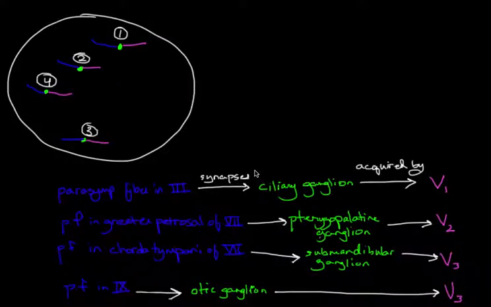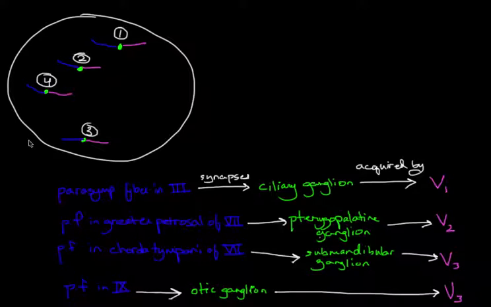Parasympathetic fibers are all over the brain, and it's arguably one of the most confusing things when you're studying cranial nerves and head and neck anatomy. So hopefully in this video we're going to clarify where all these parasympathetic fibers are.